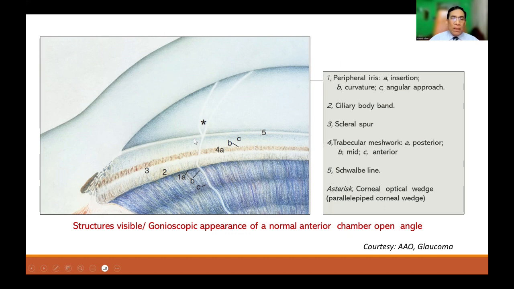Then the bigger part is the trabecular meshwork. The anterior part of the trabecular meshwork is non-pigmented, and the posterior one-third is pigmented. Just behind it is the whitish band, the scleral spur. Just behind it is the ciliary body band, then the root of the iris. So these five structures are very easily seen, and if you master them and keep them in your mind, you can definitely find them in the real living eye.